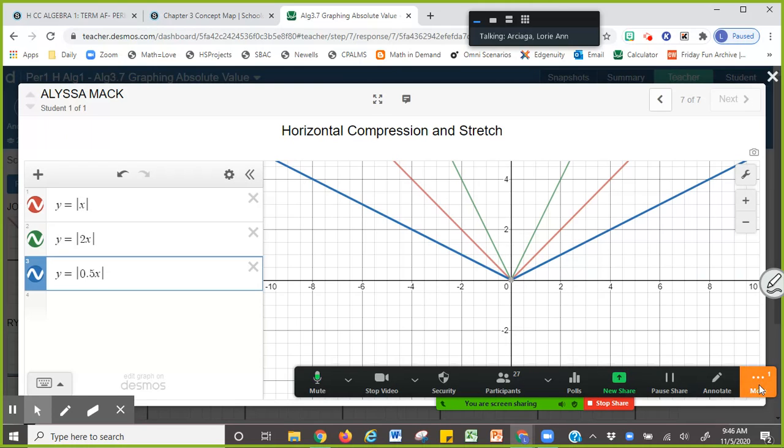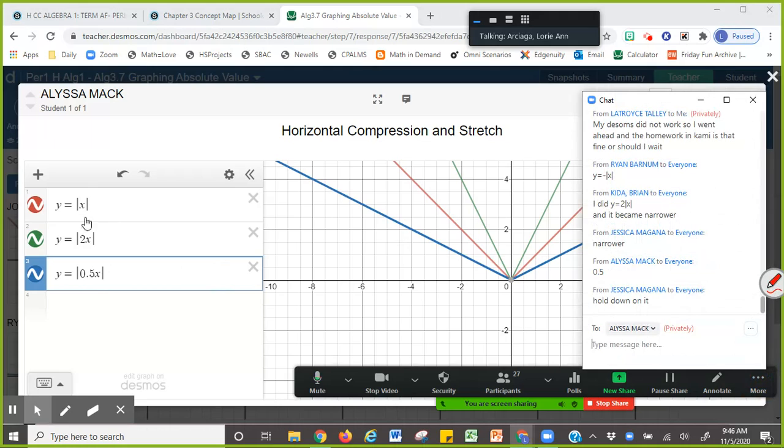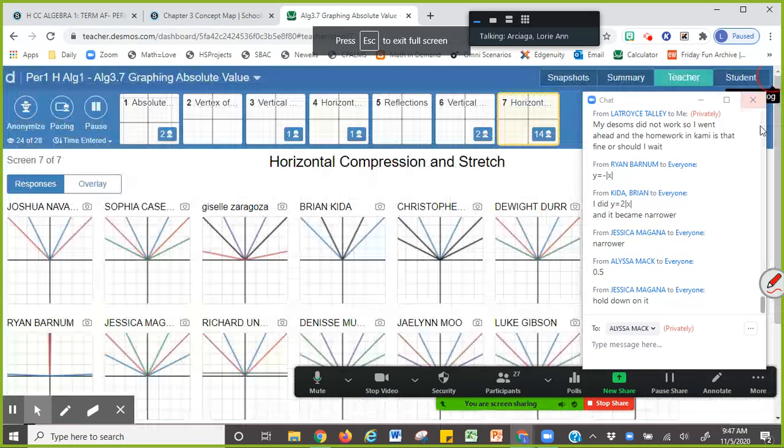Okay, so I hope that you realize that anything we do inside the absolute value bars always has the opposite effect. It moves to the left if it's plus, it moves to the right when it's minus. And then if the number is bigger than 1, it's being compressed. And if the number is smaller than 1, then it's stretched.